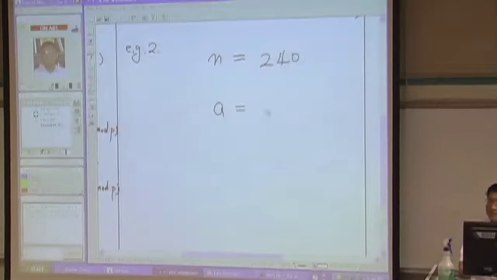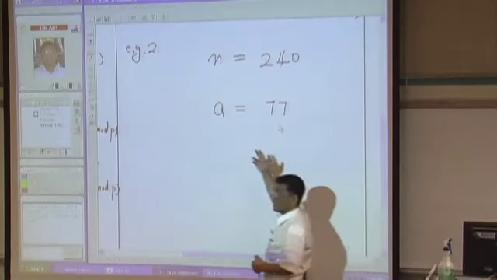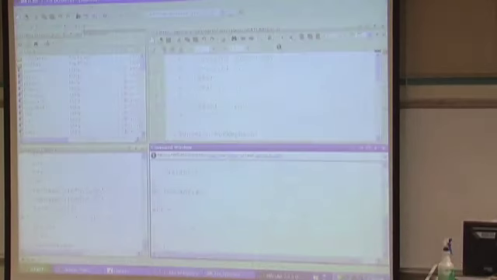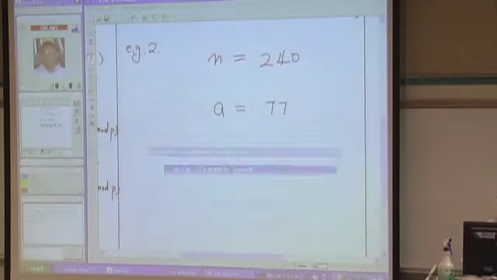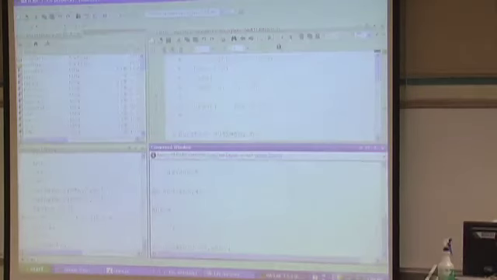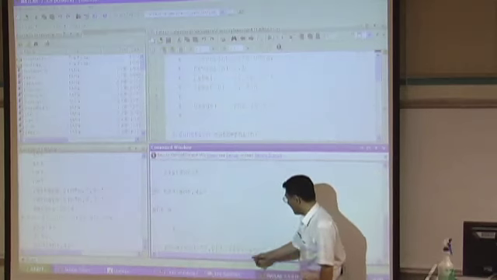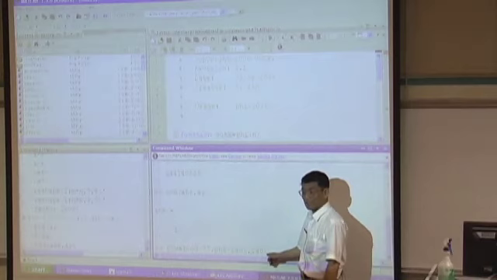240. And then what a do you want? 77, right? So we have n and a. Then let's do it. I create this thing: power mod, 77 to the power of phi of 240, mod 240. Do you see it? 77 to the power of phi of 240 mod 240. Do you see it or not?